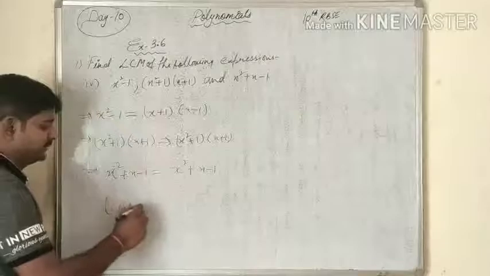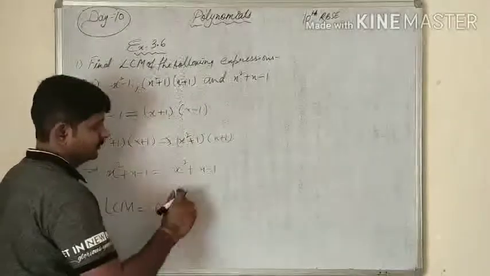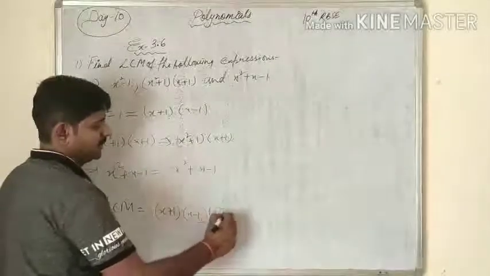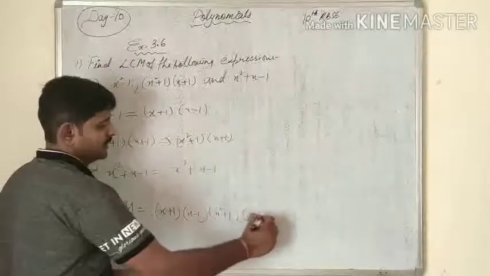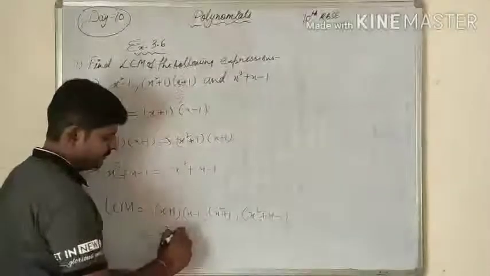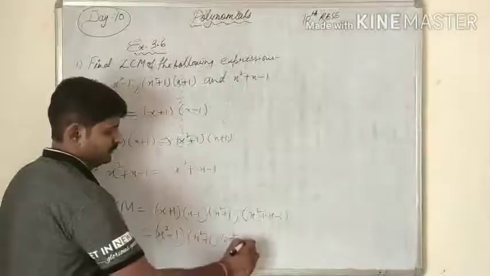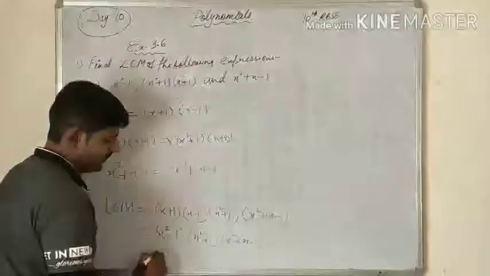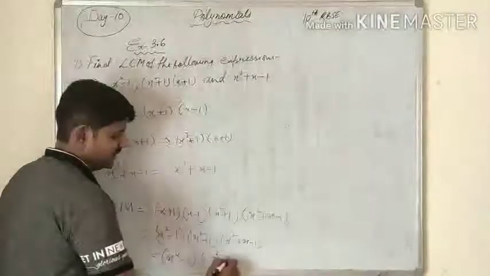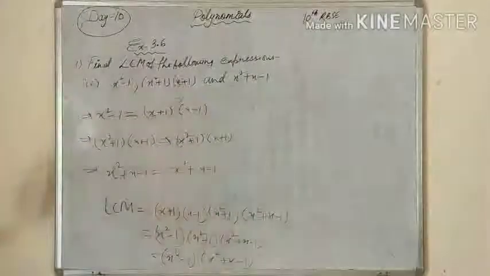So the LCM is x plus 1, x minus 1, x square plus 1 and x square plus x minus 1. It can be written in a plus b, a minus b form, and this is also in a plus b, a minus b form. So x to the 4 minus 1 and x square plus x minus 1 is a factor. This is the least common multiple.